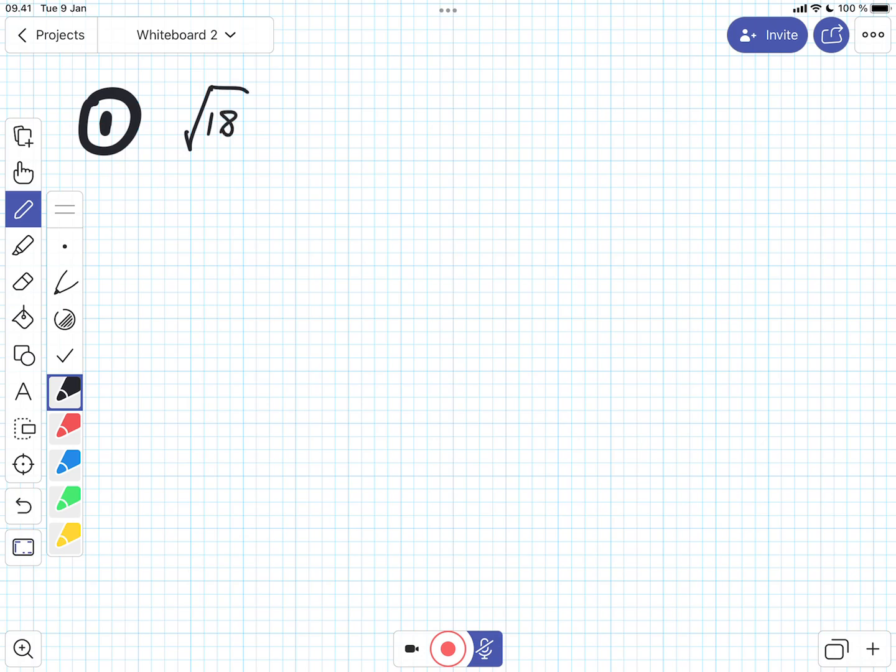So you might think that looks pretty simple already, written like that, but just remember factor trees. So 18 breaks down as 2 times 9. 9 breaks down as 3 times 3. So the square root of 18 is the square root of 2 times the square root of 3 times the square root of 3.